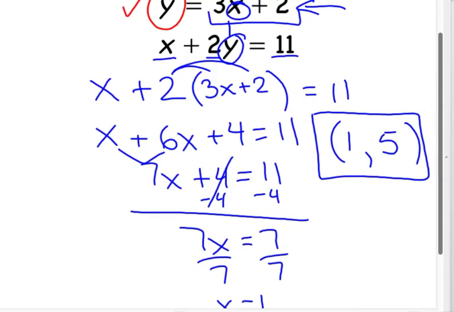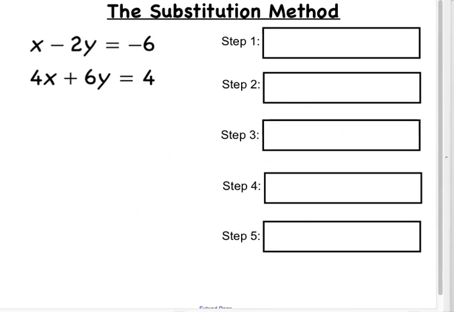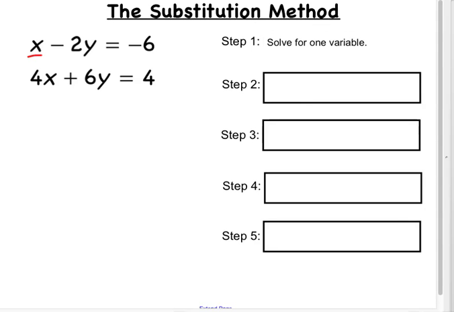Let's go to the next slide where we can write in the steps. So if you have any trouble, you can go back and look at these steps. And notice that neither one of our equations is solved for x or y the way it was in the first one. So these are the ones we're going to have to get used to. Our first step is solve for one variable. Well, I have an x, a y, and a y. Only one of them has a coefficient of 1. That's this one. That's the easiest one to solve for.